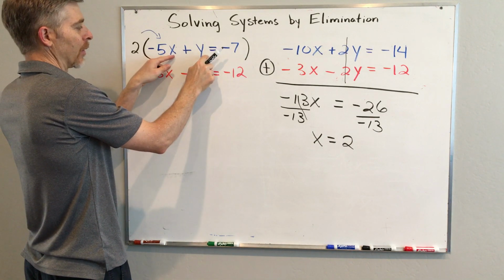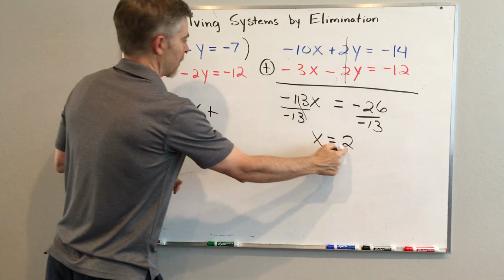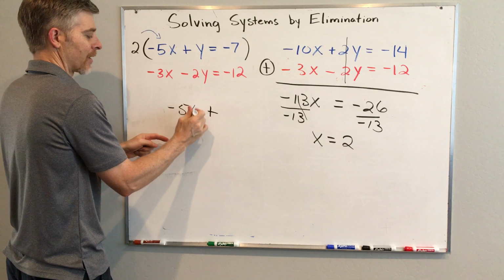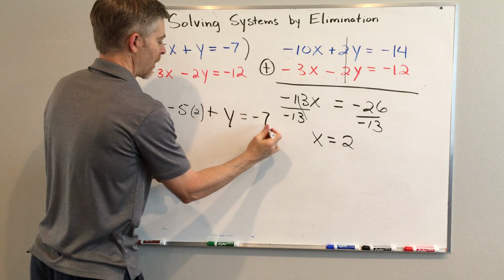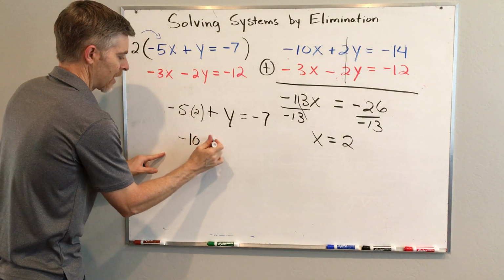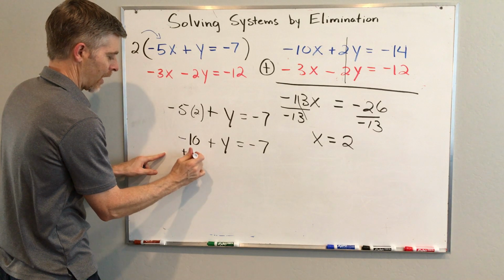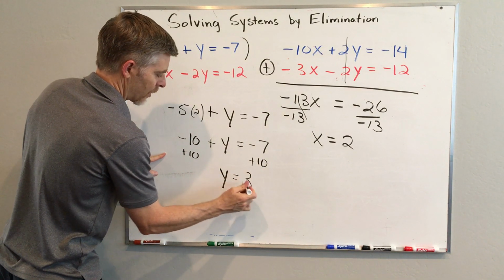So I'll do the blue equation. Negative 5x plus, well, x is now 2, so I can replace the x with 2, plus y equals negative 7. Negative 10 plus y equals negative 7, add 10 to both sides, y equals 3.